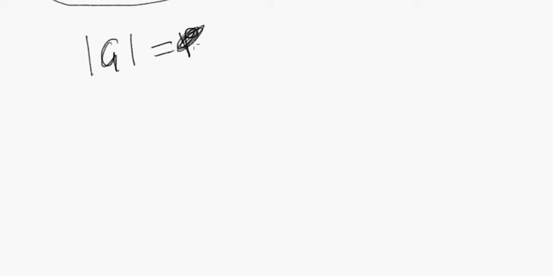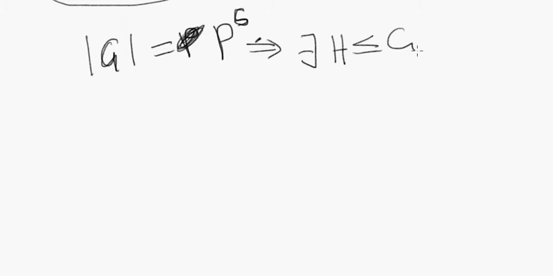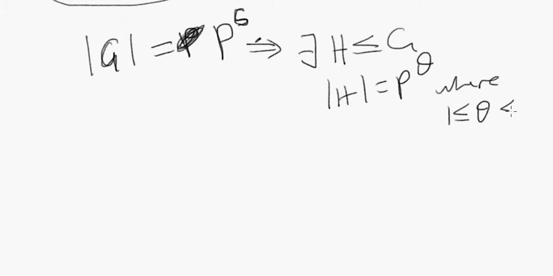No, let's say some prime p raised to the power of 5. Let's say p to the 6. Well, if the first theorem is true, this implies that there exists a subgroup H of G such that the order of H equals p to the theta, where theta is greater than or equal to 1 and definitely less than 6. Suppose you could guarantee this.